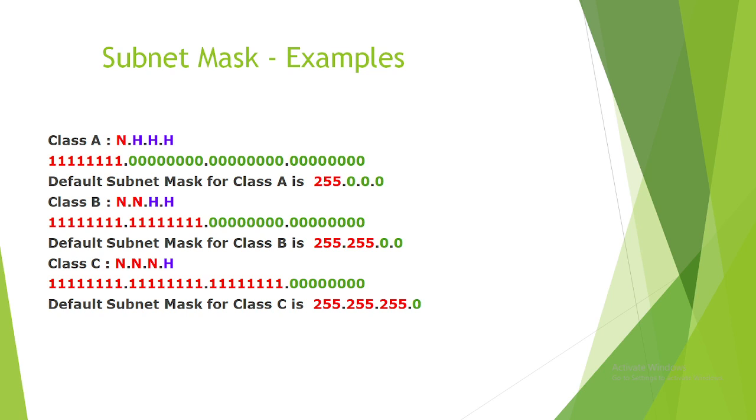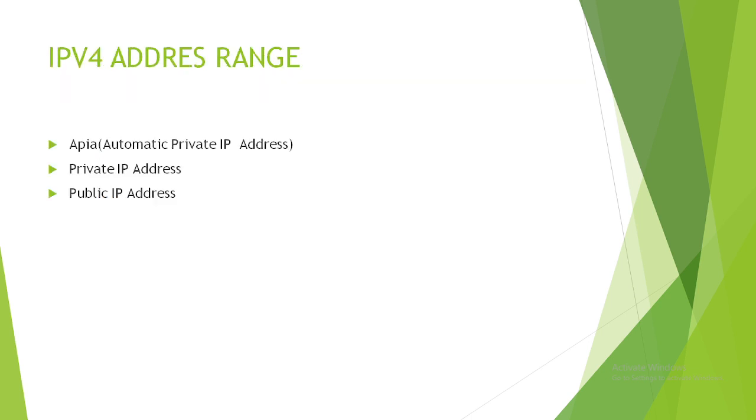This is the example of subnet mask. Class A is one network, three hosts: the network part is ones, represented as 255, and the host part is 0. The default subnet mask for class A is 255.0.0.0. Class B, two networks, two hosts: 255.255.0.0. And class C is 255.255.255.0.